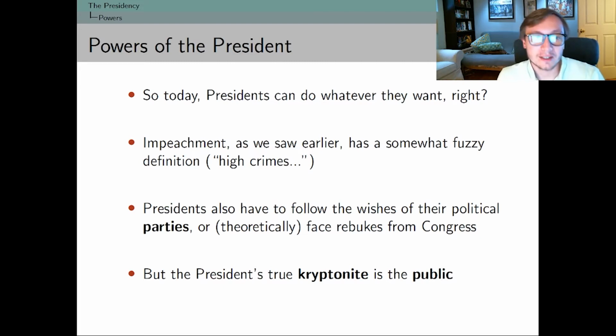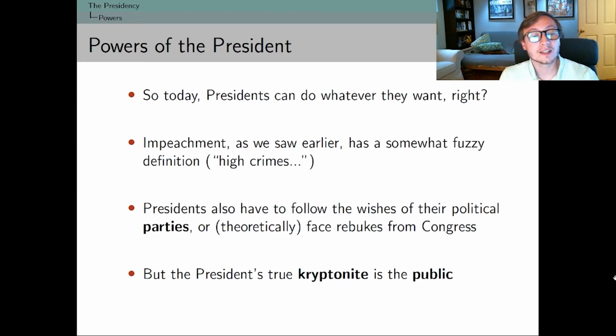Well, there are some checks as well on the powers of the president that we want to think about. Impeachment, of course, has a fuzzy definition, and we've seen that it's very, very difficult for a removal from office to actually happen unless you have a very unified government with a very large proportion of partisans that dislike the president in both the House and the Senate. Otherwise, we'll see an acquittal, essentially, as we saw in Trump's impeachment proceedings.